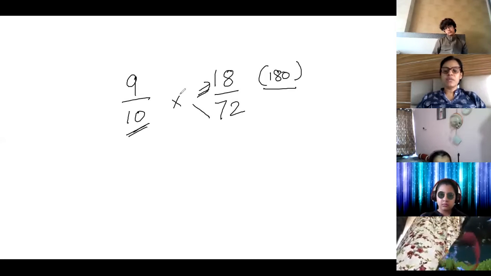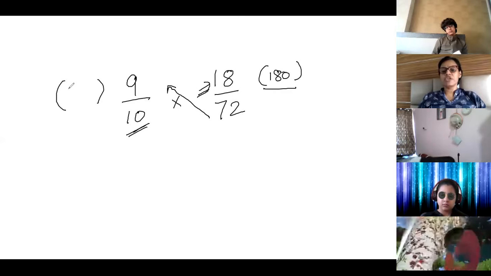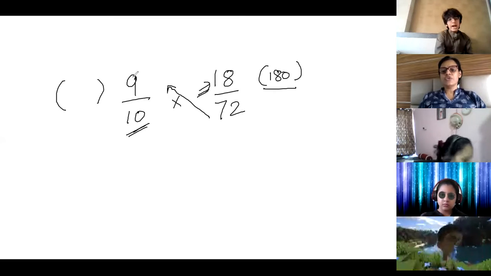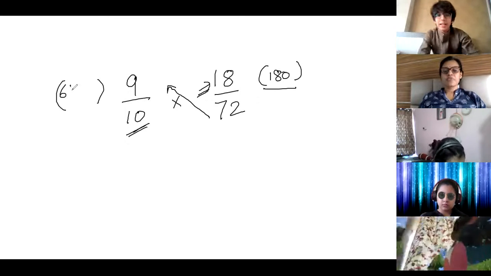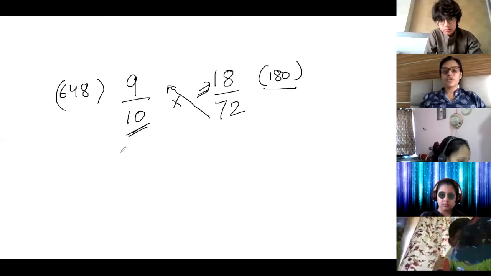Now, when you multiply 72 into 9, you will write again beside the numerator, wherever the numerator is. So 72 into 9 is how much? No, ma'am, not like that. Ma'am, I want to show you. Okay, now you show me what you are asking.